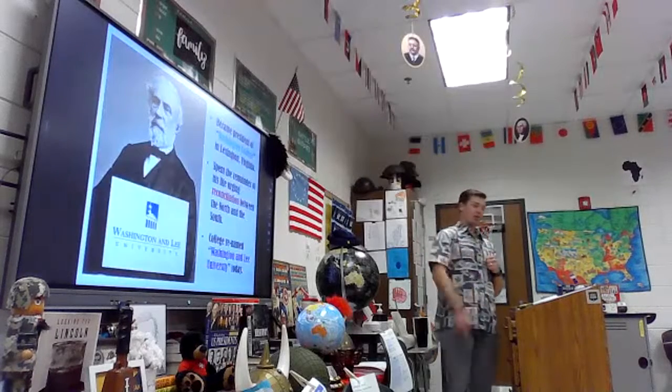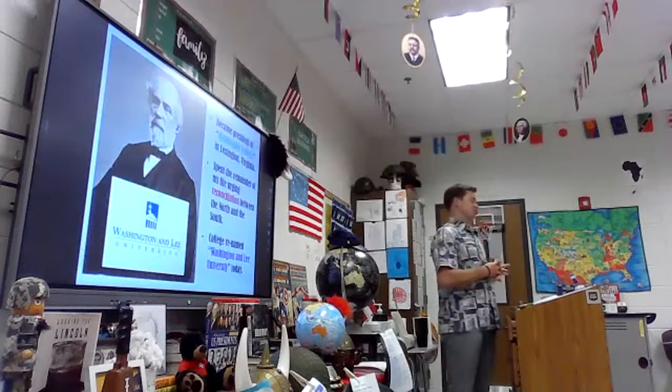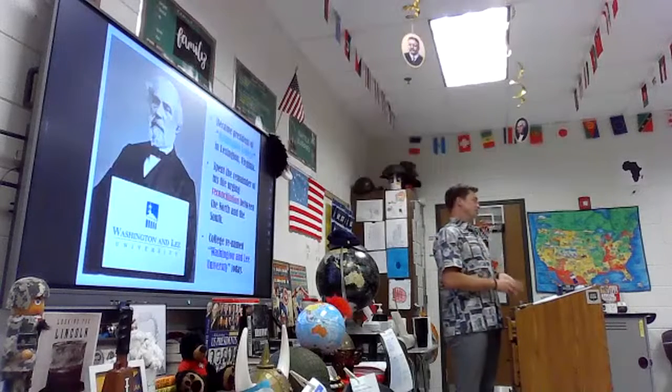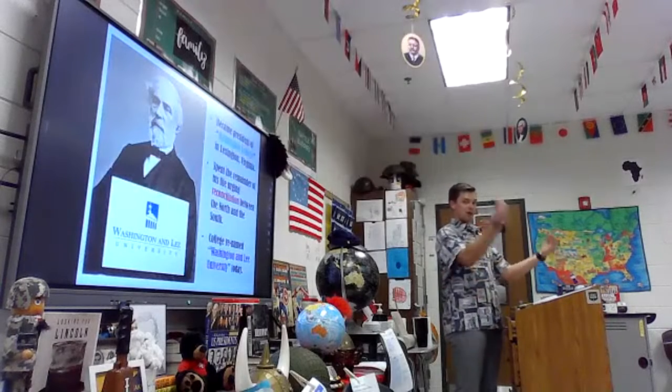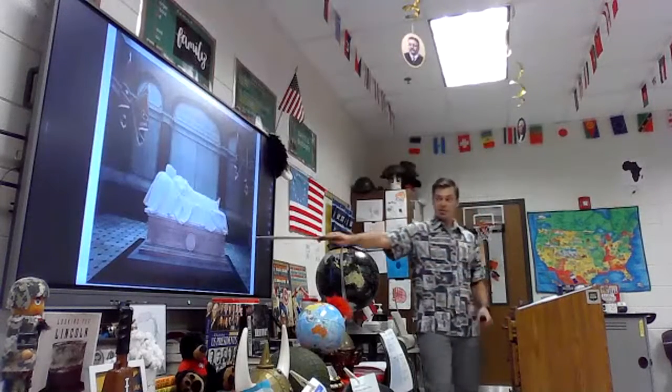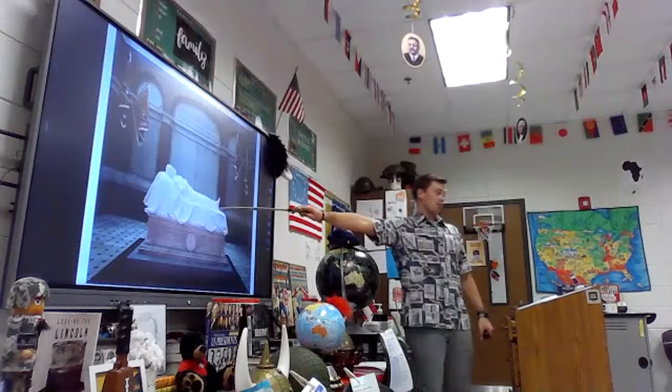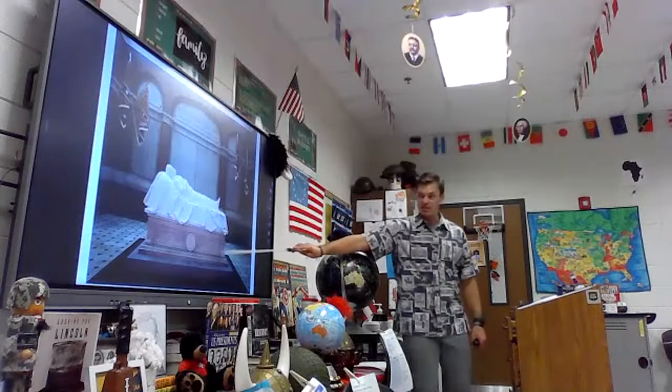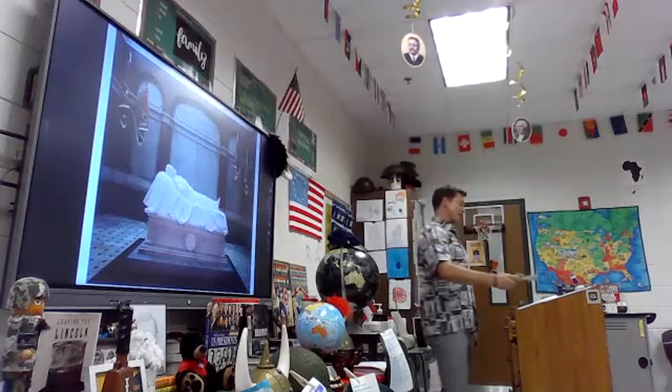And today it is called Washington and Lee University. So it's named after George Washington and Robert E. Lee. This is their legacy. He's actually buried at the university. This is his tomb right here. This is marble, okay, this is not his body. This is marble, but he's buried right here. And it is at the university.